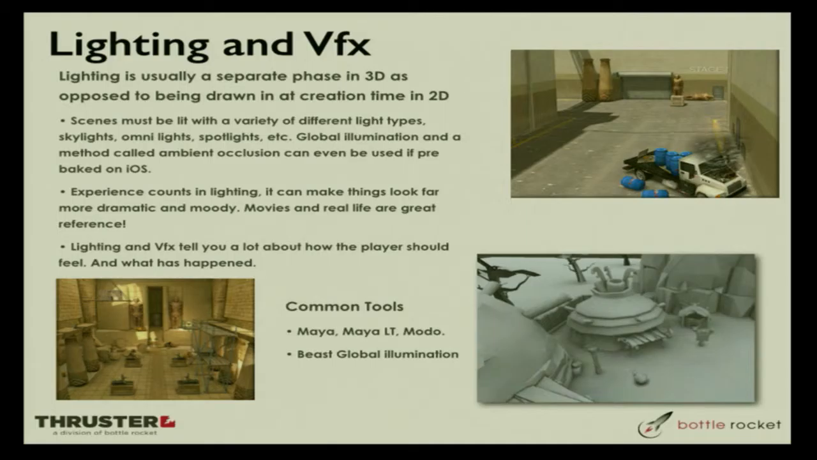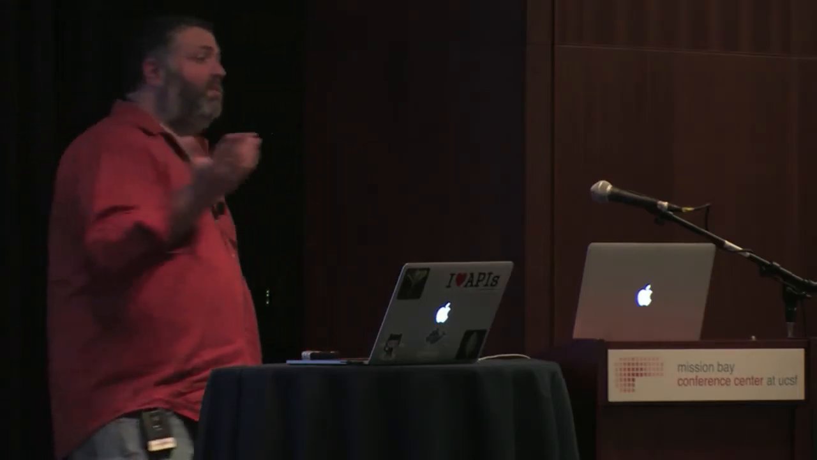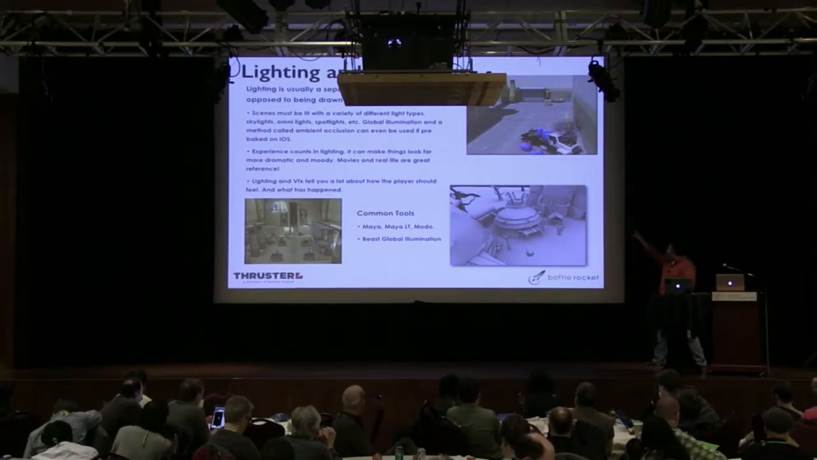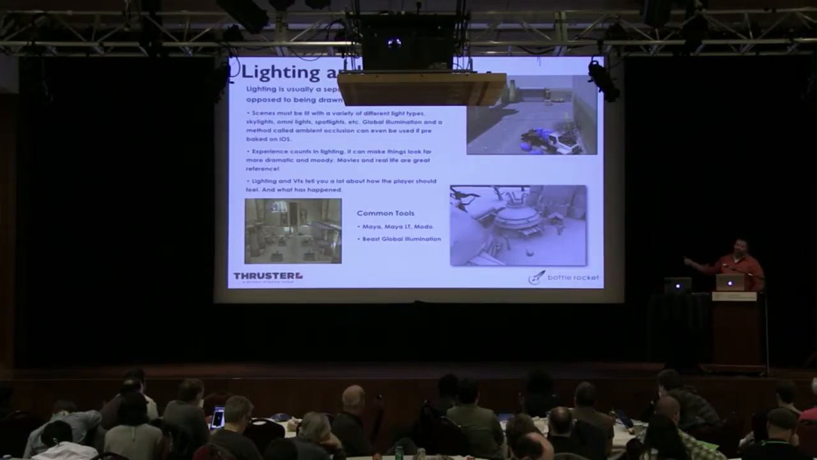Your scenes are going to be filled with a variety of different light types. You may need somebody who gets into lighting, and that's not a thing that you might be used to. There's a variety of different types of lights: skylights, omnilights, spotlights. If you're going more the high-end route, there's what's called global illumination, and even some methods that you can use on iOS for ambient occlusion, which you're going to bake in. You can't do that in real time. But that's basically the pooling of shadows, and as long as you keep those things static, all the crevices build up shadows, and it tends to look much, much more real.